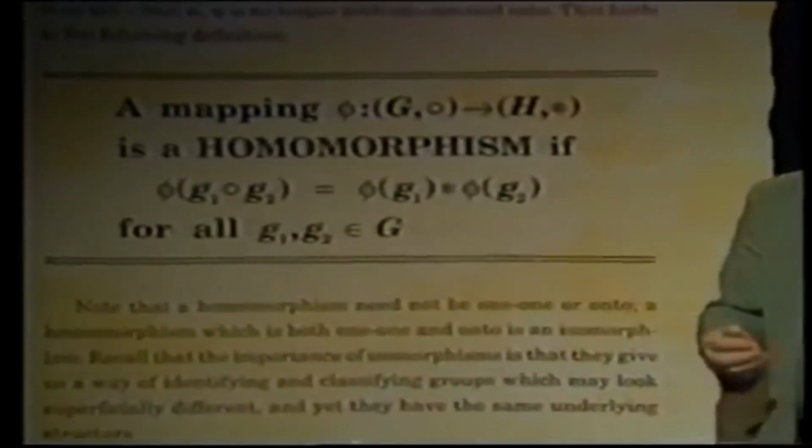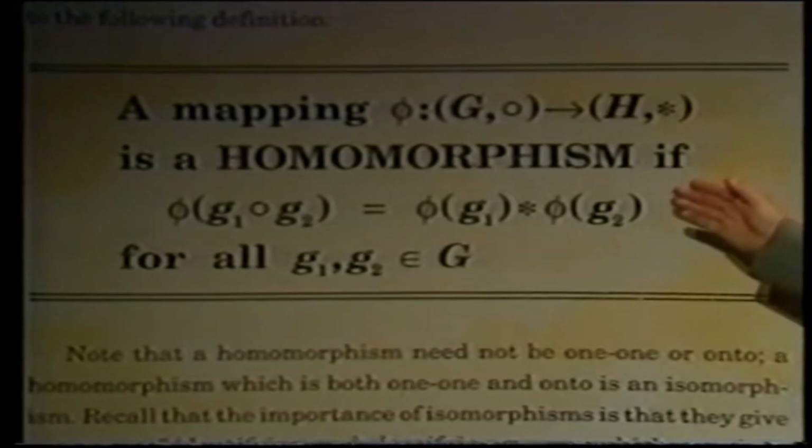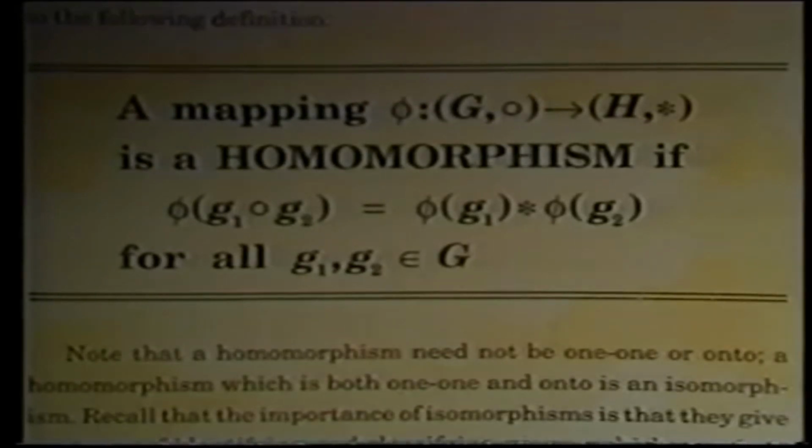And here's the formal definition. If phi is a mapping from G circle to H star, then phi is a homomorphism if the image of the composite of any two elements in G is equal to the composite of their images in H. And now, let's see another example of a homomorphism. As you'll see, it is just what we need to tackle one of the questions I asked at the beginning of the program.